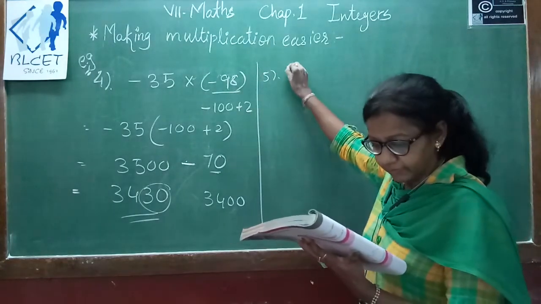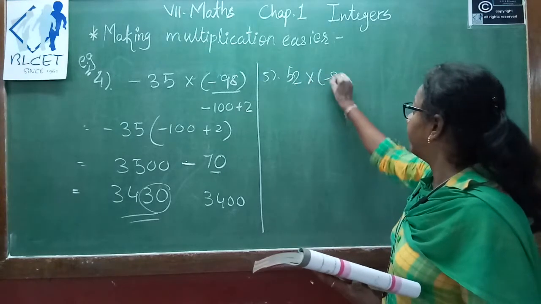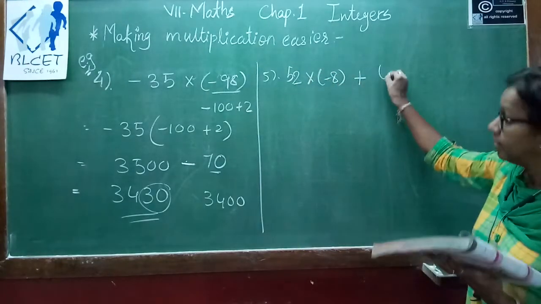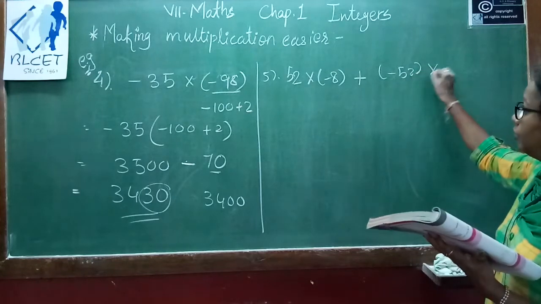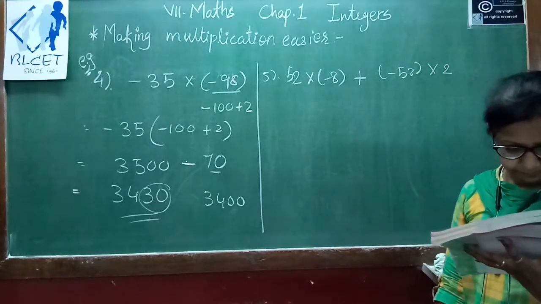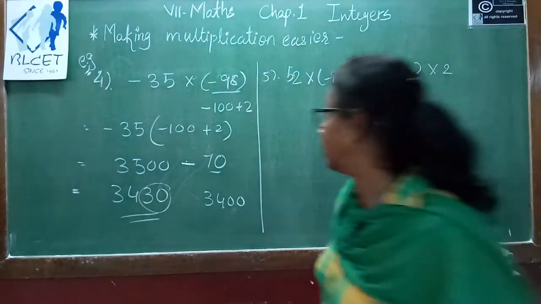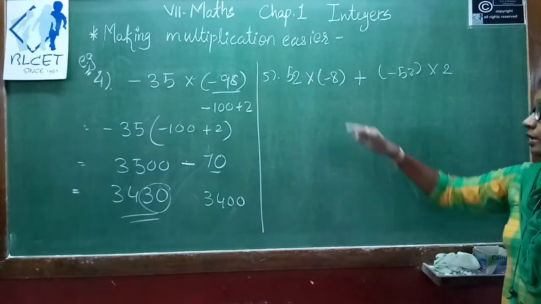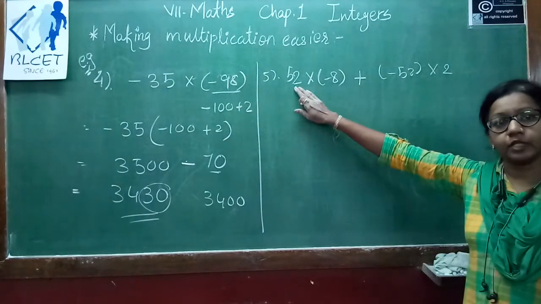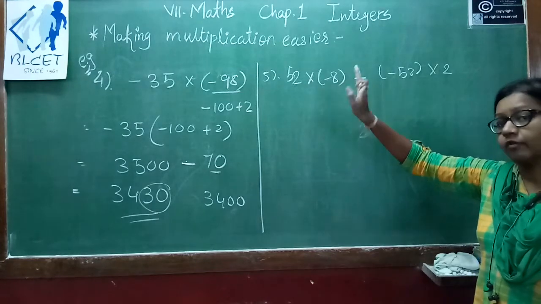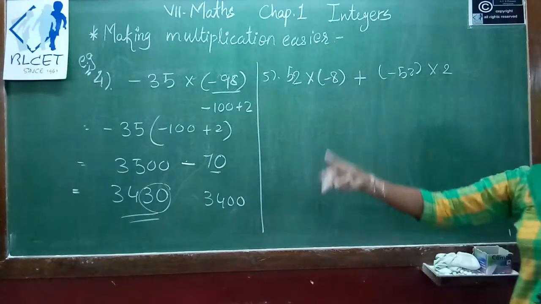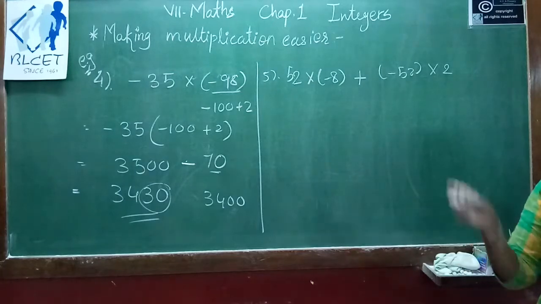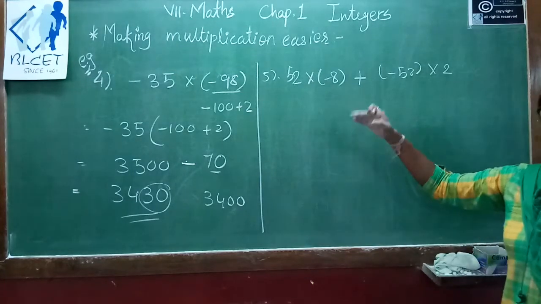Now the 5th question is 52 into minus 8 plus minus 52 into 2. Let's see how to solve this question. If you observe the question properly, we have already learned one property. If you multiply two integers and one of the integers is negative, your answer is always negative. It doesn't matter which term is negative, maybe the first term or maybe the last term.